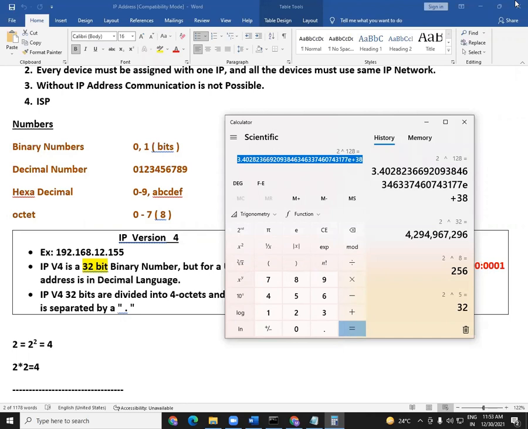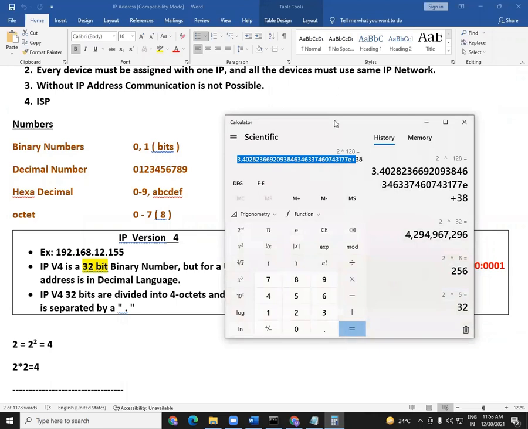Instead of upgrading from 32 bits to 48 bits or something, they jumped directly to 128 bits. So 128 bits means it's a huge number. 2 power 128 is, I'm not sure what this number is, guys. I can't say because it crosses millions and billions and trillions. So it is some number. You can just understand how big that number is.